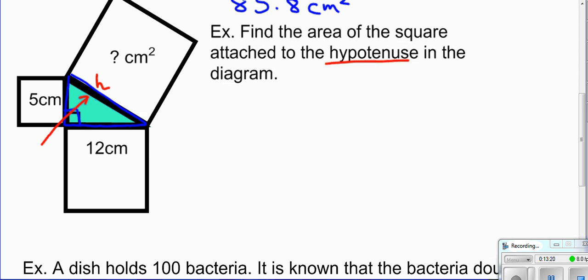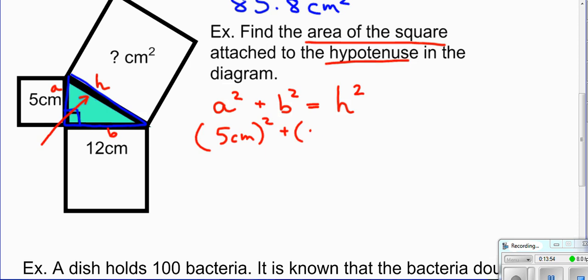And we want to know the area of the square attached to the hypotenuse. Well, the Pythagorean theorem tells us that if we take the square attached to side A plus the square attached to side B, and we add them, we are going to get the square attached to the hypotenuse, or C. So that's what we're going to do. We're going to find out what that area is. So 5 centimeters squared plus 12 centimeters squared gives us the square attached to the hypotenuse.